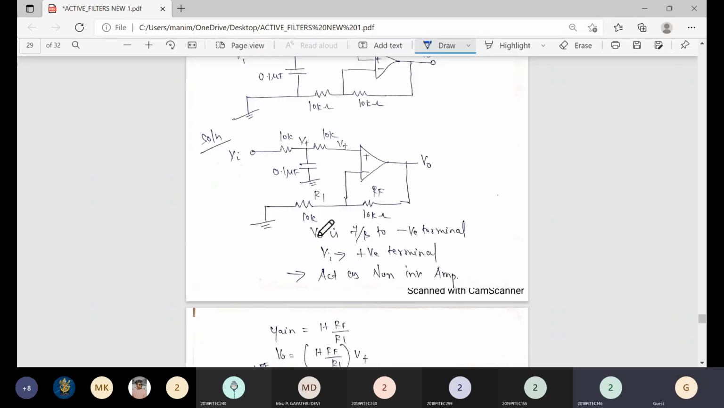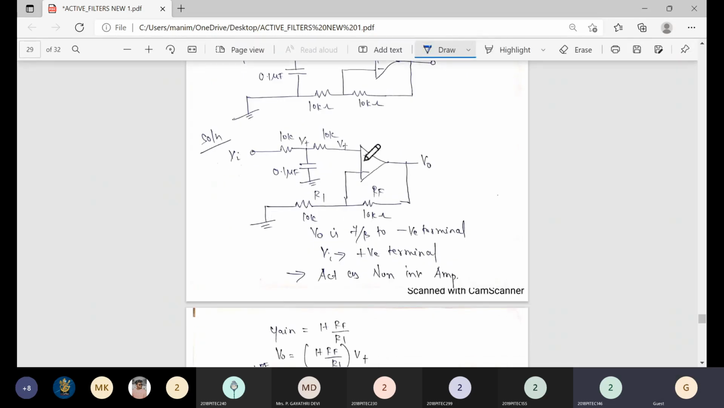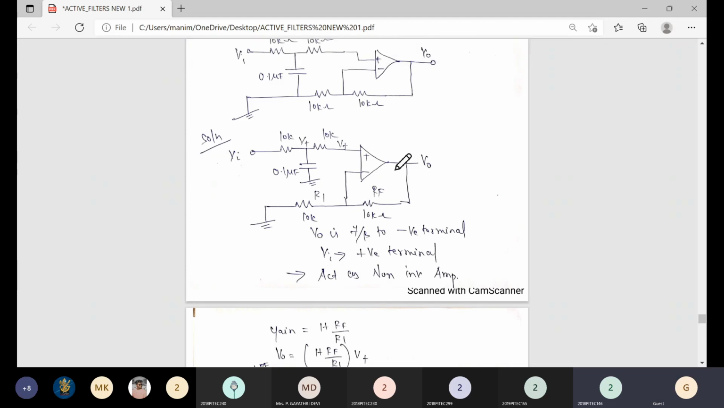Here our input is given to the non-inverting terminal. Depending upon which terminal the input is given to, you can say whether it is an inverting amplifier or a non-inverting amplifier. So the input is given to the non-inverting terminal, so the amplifier acts as a non-inverting amplifier. The output is fed back to the inverting terminal through the feedback and input resistance. So this is the non-inverting amplifier.